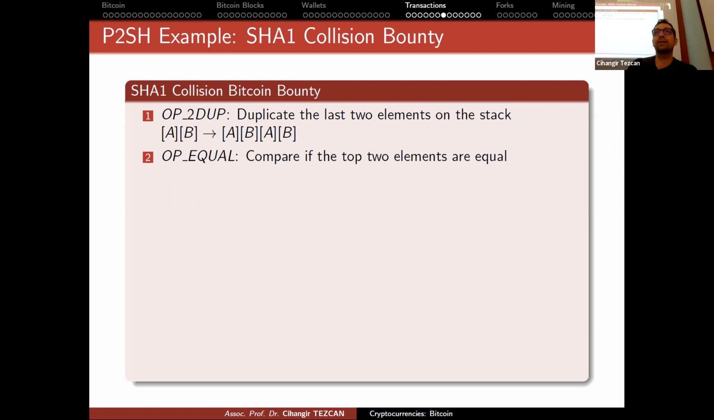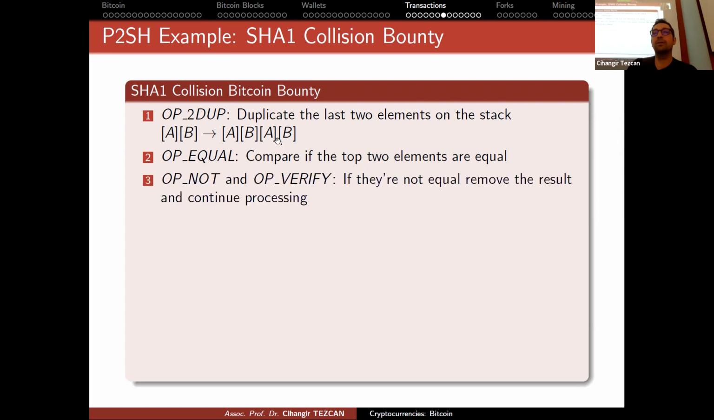So this part is for that. If they are equivalent, then the script will not run, okay? But if they are not, then you run the OP_VERIFY code, because if they are not equal, this code removes the result and continues the processing. So if they are not equal, you will get false here, and this OP_VERIFY will remove it. And at this stack, you will end up with A and B again.